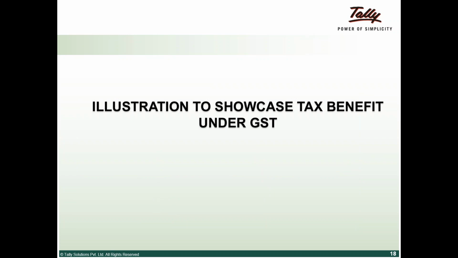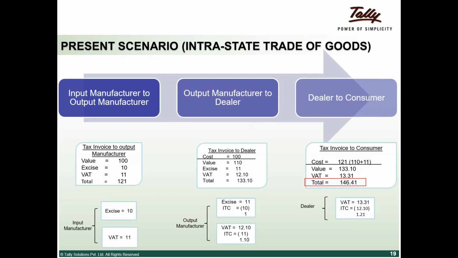Now this becomes important as to what the tax benefit under the current regime is, and how it will look under GST. Basically, I've taken three streams of transactions. One is that the input manufacturer sells it to the output manufacturer. The output manufacturer sells it to a dealer. The dealer sells it to the consumer. You know that it's basically a chain of transactions, but I've split those transactions segment wise.